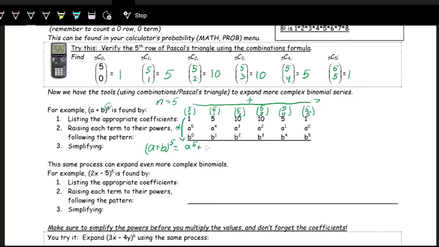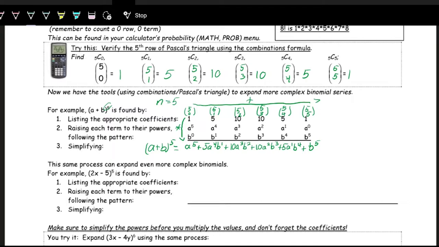Plus 5 times a to the 4 times b to the 1. Plus 10 times a to the 3 times b squared. Plus 10 times a squared times b cubed. Plus 5 times a to the 1 times b to the 4. Plus 1 times a to the 0, which is 1, times b to the 5. So all this times b to the 5 is just b to the 5. And so this is the expansion of a plus b to the 5th power.